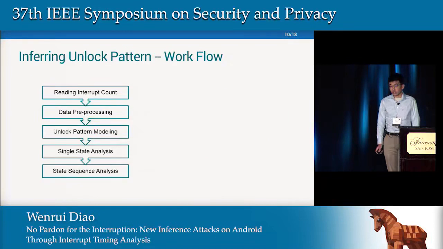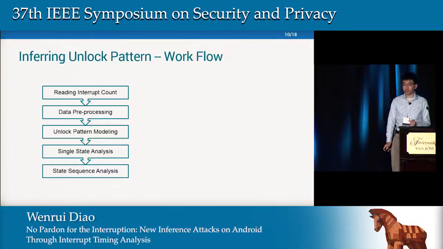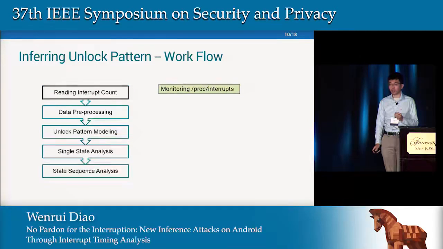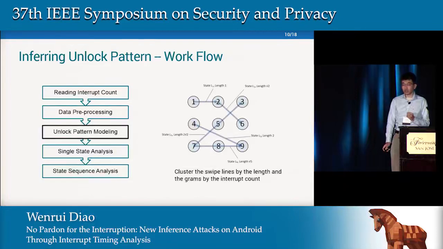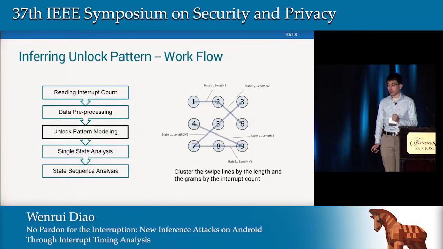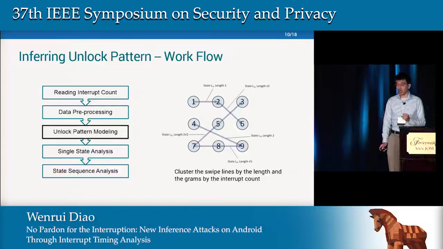Next, I show our attack workflow. The first step is reading the interrupt counter by monitoring the proc/interrupts file. The counter corresponds to the touchscreen controller. Next is some data pre-processing. Then unlock pattern modeling. Since the length of a swipe line is related to the number of interrupts, we cluster the swipe lines by length and graph them by interrupt count to build the correlation. It turns out that there are 5 types of states.